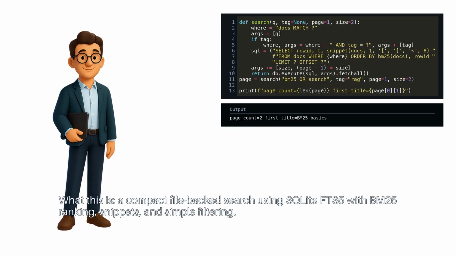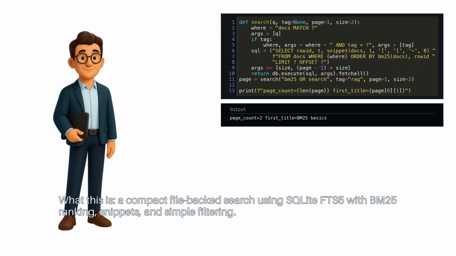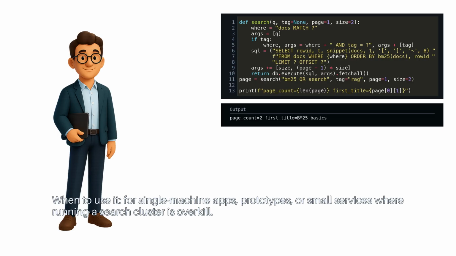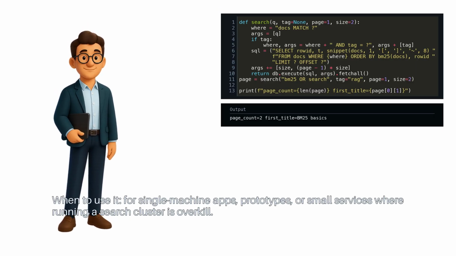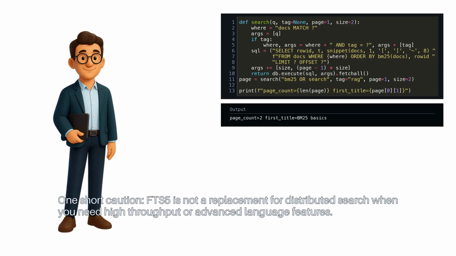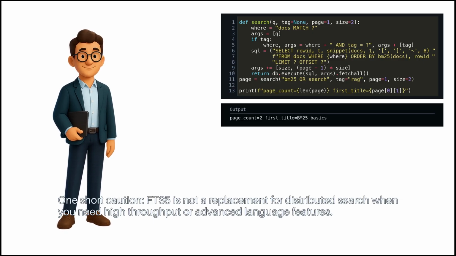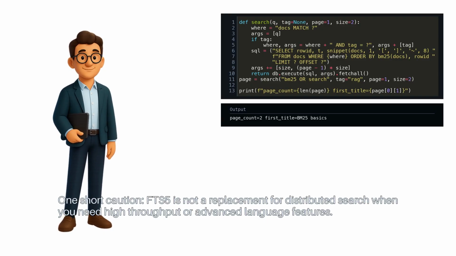What this is: a compact file-backed search using SQLite FTS5 with BM25 ranking, snippets, and simple filtering. When to use it: for single machine apps, prototypes, or small services where running a search cluster is overkill. One short caution: FTS5 is not a replacement for distributed search when you need high throughput or advanced language features.